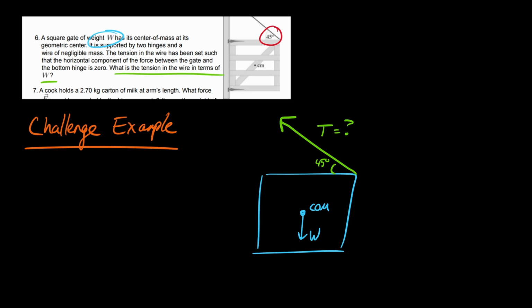However, it says the tension in the wire has been cranked up just enough that the horizontal part of the force between the bottom hinge and the gate is 0. So in general, you could have a force of the hinge pulling up and to the side, but in this case we've tuned T so that this left-right arrow is not there. Okay, and then we have this upper hinge as well.